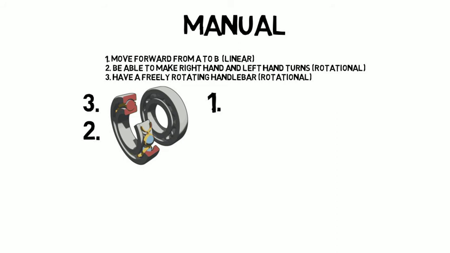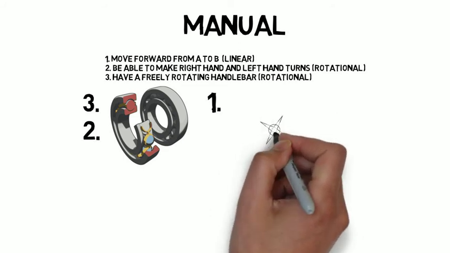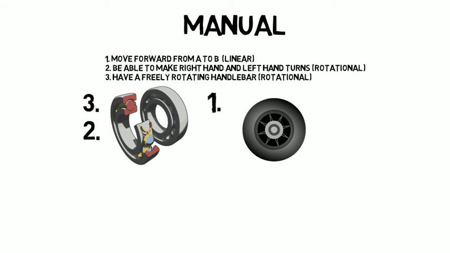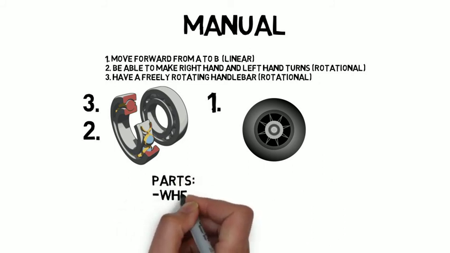Can any part transfer motion to linear? Yeah, there's one actually. I bet you know what it is. Wheels. Our parts list are then wheels and 360-degree hinges.